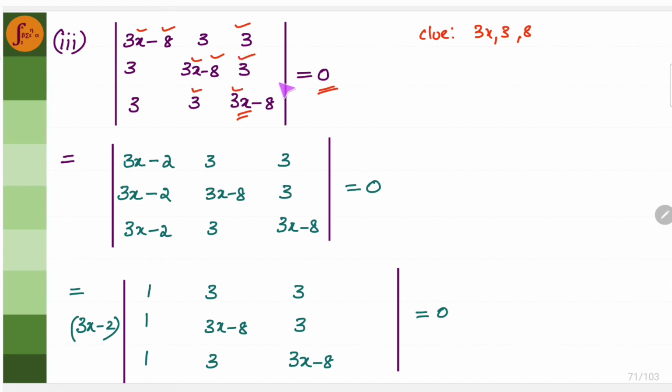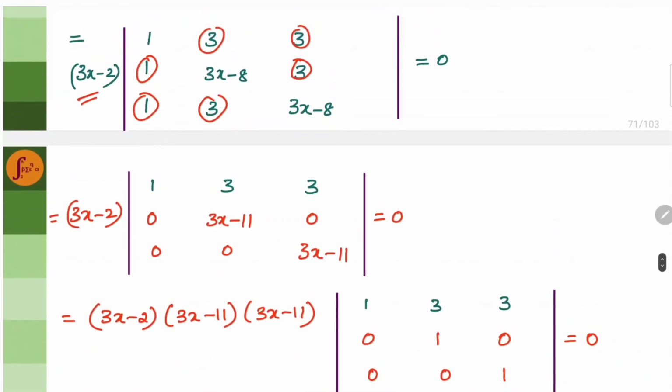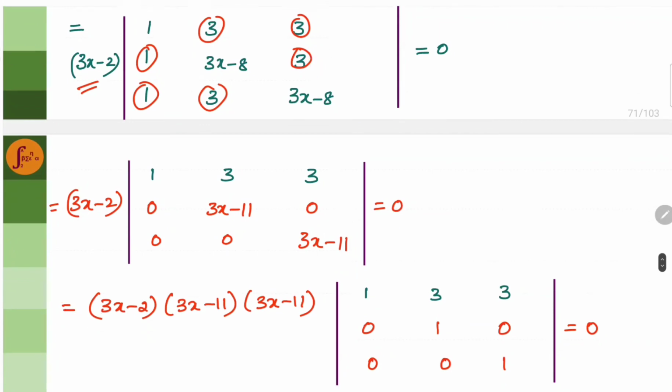So when you have a similar pattern like this, try to add the columns. When you add the columns, it's going to become 3x minus 2, 3x minus 2. So this becomes common. Take it as a common factor outside. So you'll get all 1s here. Now simple. Now you try to make the numbers zeros. You can make these 3s zeros by doing a row subtraction. Make the 1s zeros. Apply those subtraction operations. You can either do it on columns or on rows, whichever.